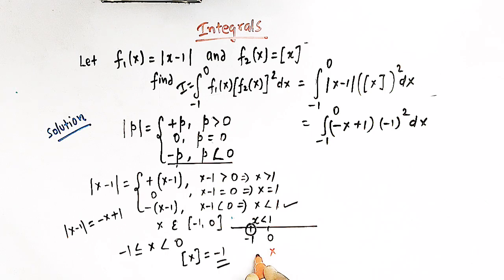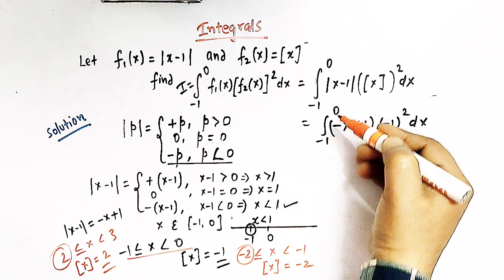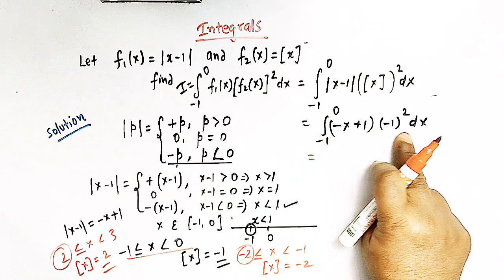Similarly, when x is greater than or equal to -2 but less than -1, then the greatest integer of x is equal to -2. And similarly, when x is greater than or equal to say 2 but less than 3, then the greatest integer of x is equal to 2, right? So here we have used the definition of greatest integer function. So x greater than or equal to -1 but less than 0, the greatest integer of x is equal to -1, because here the limits of integration vary from -1 to 0. So now we can simplify.